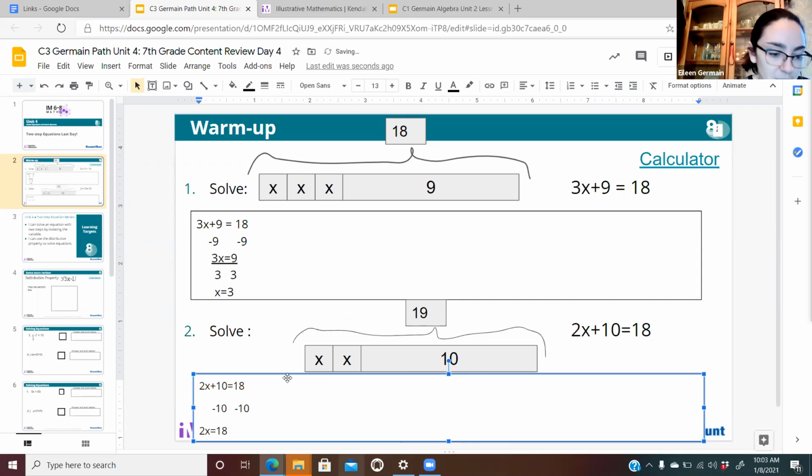Give me 1 second. Let me just fix the spacing on this so I can fit some more things in. Single and remove the space. So we're left with 2x is equal to 18. What's my next move to get rid of that 2 that's attached to the x?